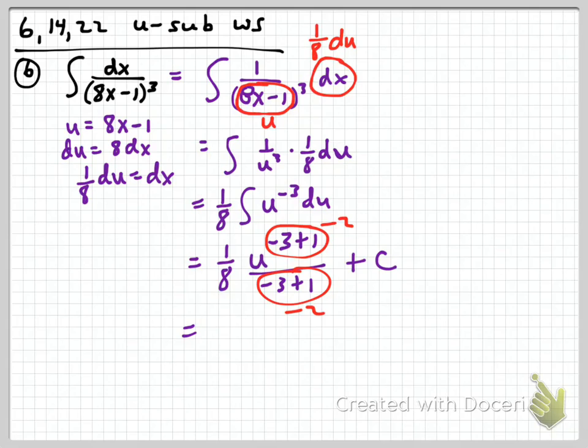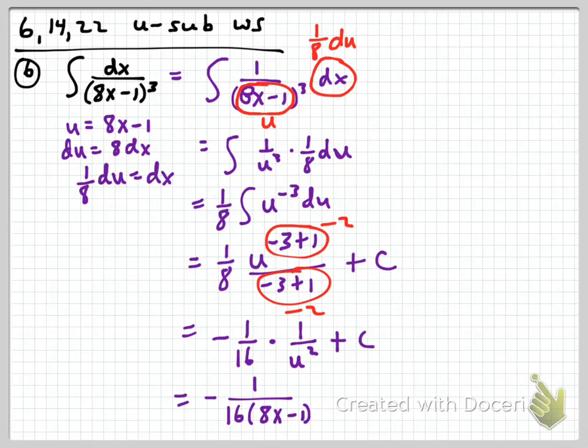It does get a little bit messy when you show every little step, but nevertheless, we have negative 1 over 16 multiplied by u to the negative 2, or 1 over u squared, plus c. I would actually write that as negative 1 over 16u squared, but the u is 8x minus 1, so we have to make sure we put that in there. So we have negative 1 over 16 times the quantity 8x minus 1 squared plus c. And that's it.